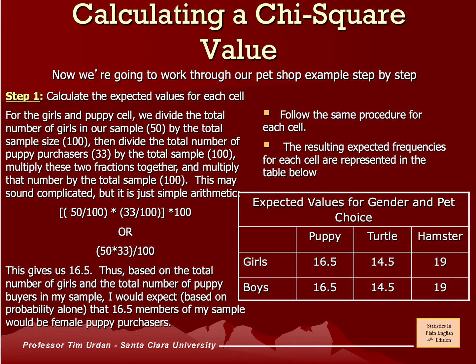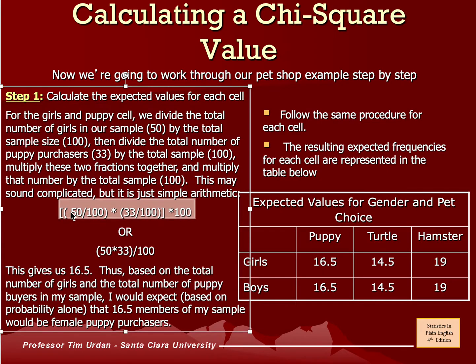And then I'm going to divide by the total number of puppy purchasers by the total number of the sample. So puppy purchasers by the sample size here. So we had 33 puppy purchasers. And I'm going to multiply those fractions together. So that's why this isn't like 0.3 or 0.33, because I have to do that calculation and multiply them together, which sounds complicated, but it would just be this right here.